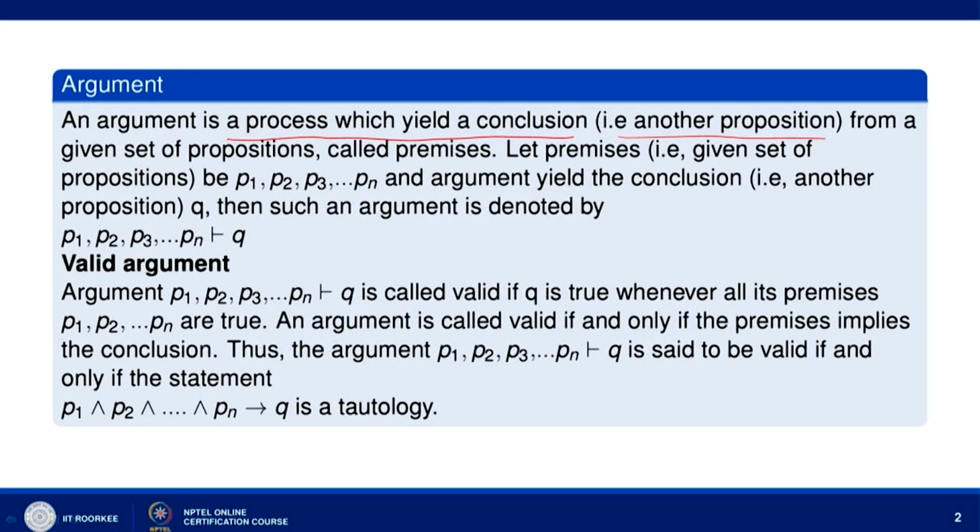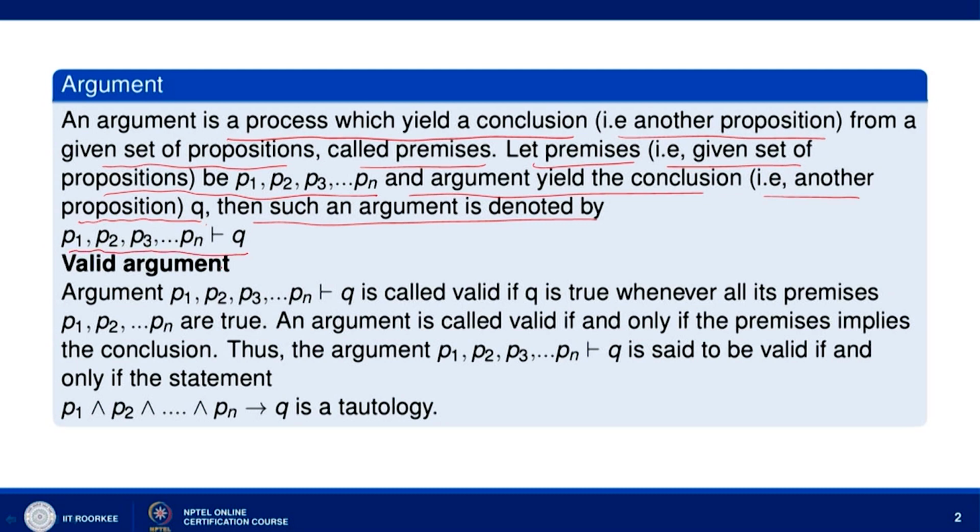Let us first define what is an argument. An argument is a process which yields a conclusion, that is another proposition, from a given set of propositions called premises. Let the premises, that is a given set of propositions, be P1, P2, P3, Pn. An argument yields the conclusion, that is another proposition which we can denote by Q. Then such an argument is denoted by P1, P2, P3, Pn gives Q, conclusion Q.